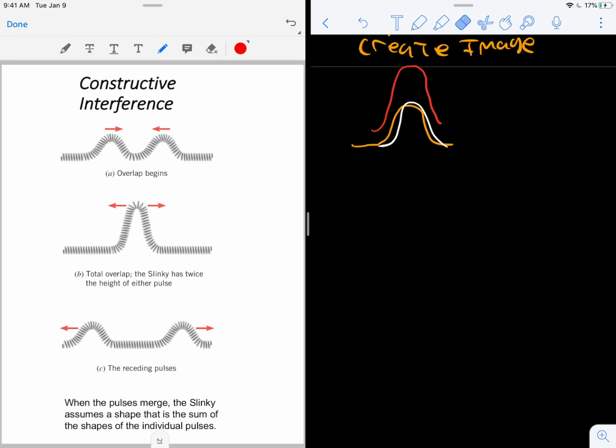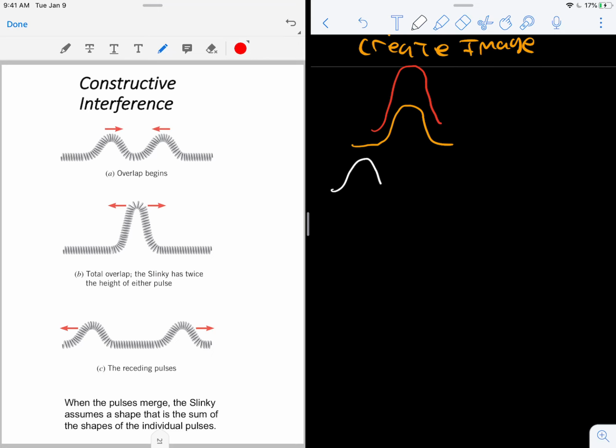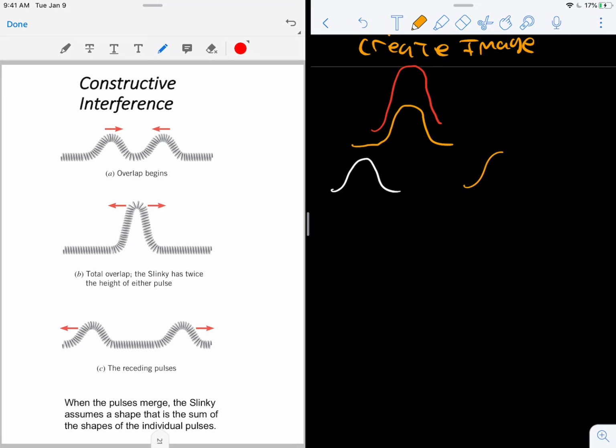But then eventually they're going to pass right through each other. So later on, one wave is going to be on the other end, and both waves are going to be on opposite sides of each other. So this is what you see here.